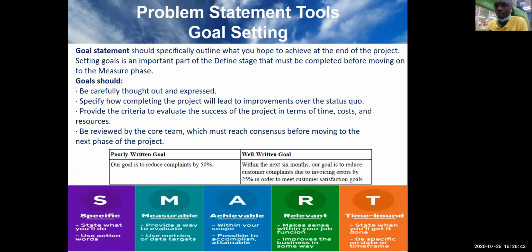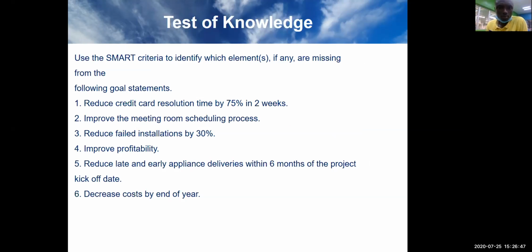SMART: specific, measurable, achievable, relevant, time bound. What do you think is wrong with goal statement number one? We can use the chat box or we can unmute ourselves and mention. What do you think? Reduce credit card resolution time by 75% in 2 weeks. Is it specific? Is it measurable? Is it attainable? Is it relevant? Is it time bound?